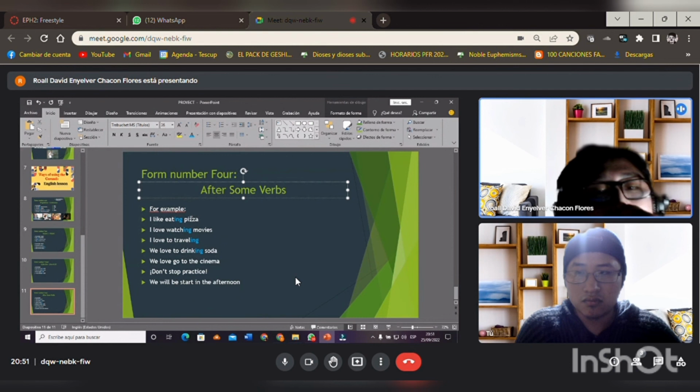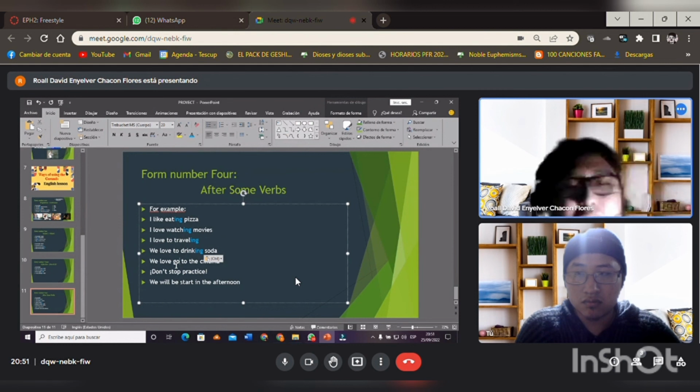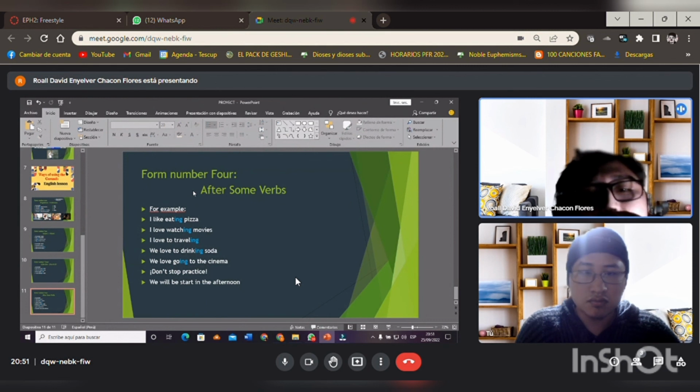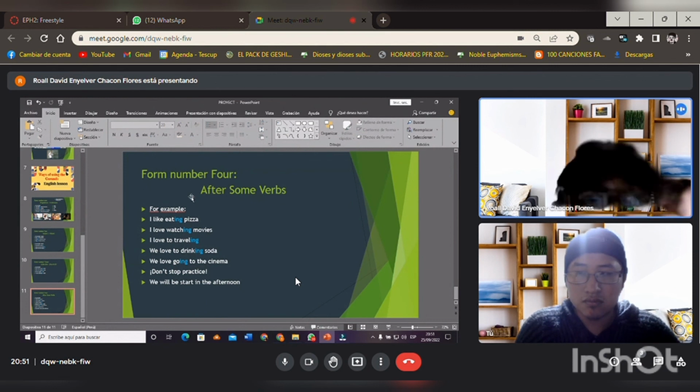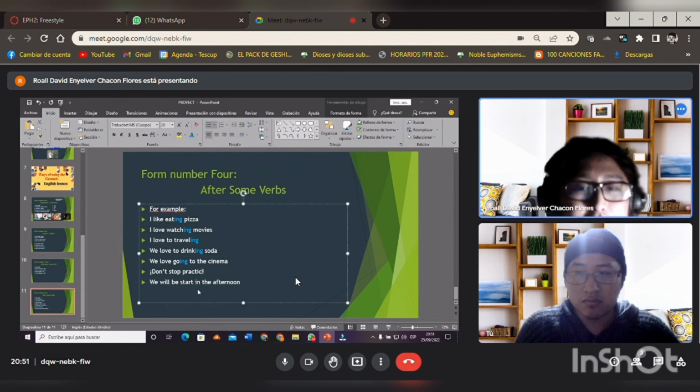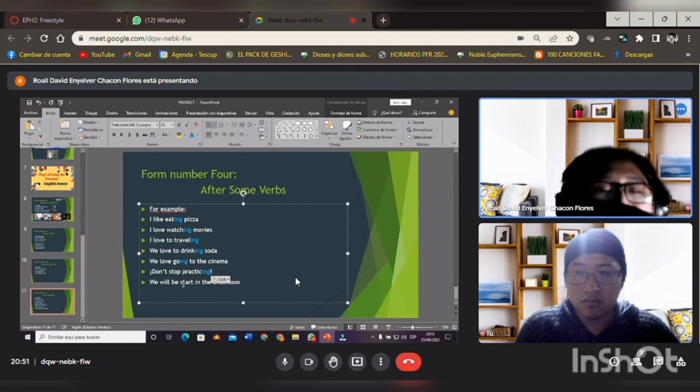The next sentence: we love go to the cinema. The verb in anticipation is go, add ing, the gerund. We love going to the cinema. The next sentence, for example: don't stop practice. The verb in action, the object practice, delete e, add ing. Finish the sentences.